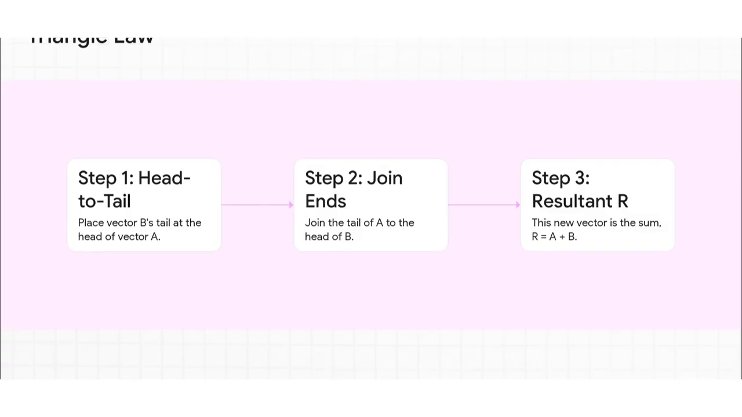Just take one vector, let's say vector A, and place the tail of the second vector, B, at its head. Now, just connect the tail of A to the head of B. That third side you just drew, that's it. That's your resultant vector R. It's a simple head-to-tail connection.